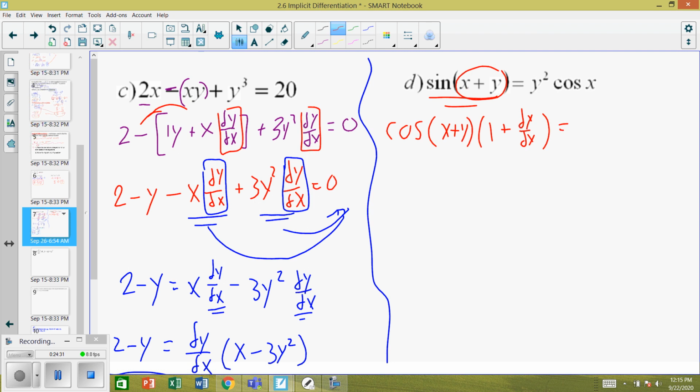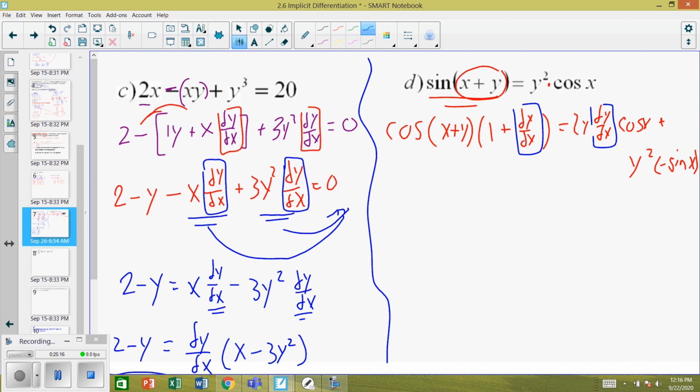That's going to equal y squared cosine of x. Again, that's going to be the product rule. So it's the derivative of the first, which is 2y dy over dx, and leave the second one alone, plus I leave the first one alone, and the derivative of cosine is negative sine. Let me write this a little bit nicer. If you notice, again, I have two dy over dx's, so I'm going to have to combine them on one side and take out a GCF.